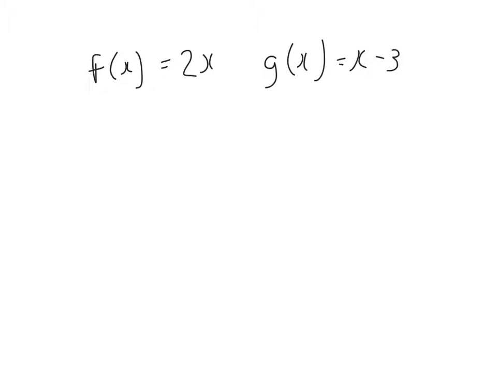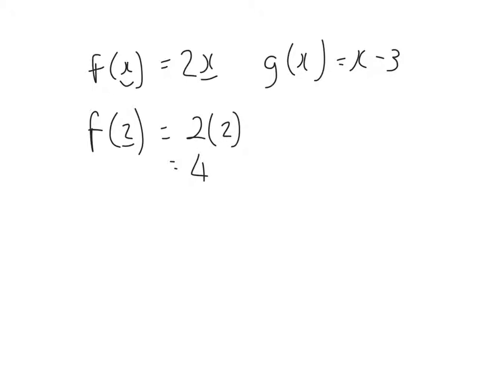Okay, we're now going to look at composite functions. I've got f of x equals 2x and g of x equals x minus 3. First thing I'm going to look for is f of 2. Well, the f function tells me whatever's in the bracket, write it down and multiply it by 2. 2 lots of 2, and that's 4.